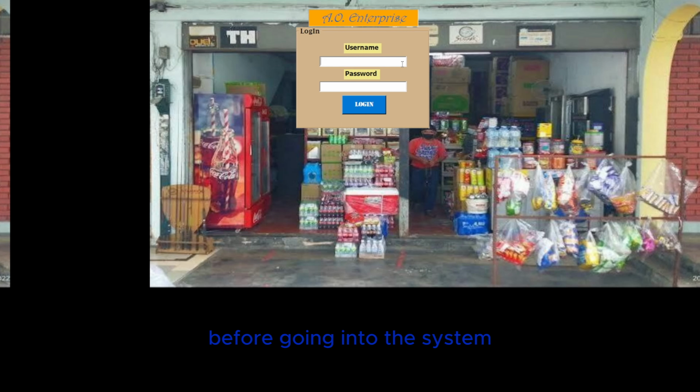Before going into the system, we have put a security system that enables the user to enter their username and password so that other people than the user itself will not be able to use the system. And now I will be entering my username and password.